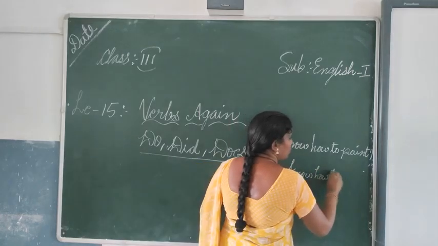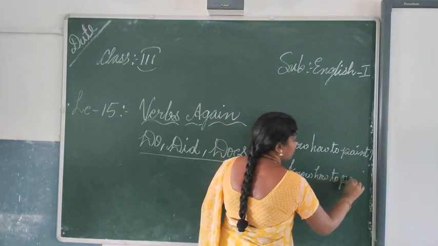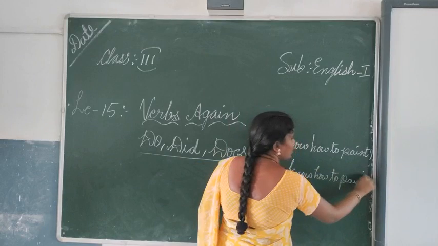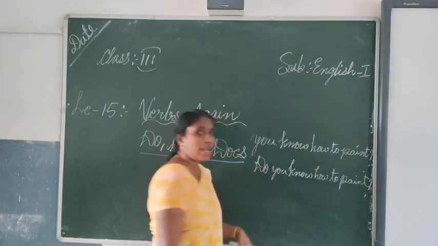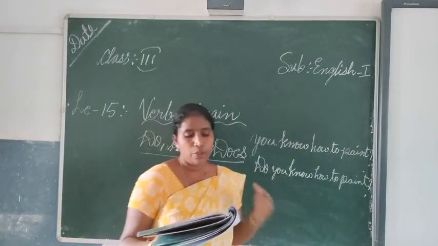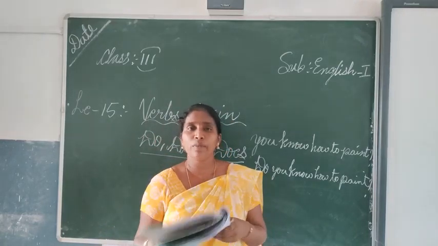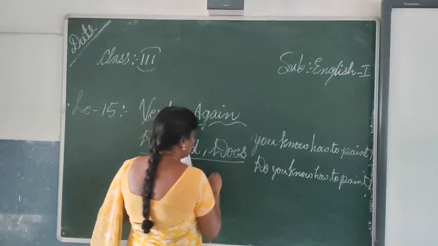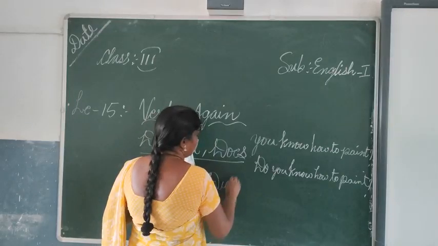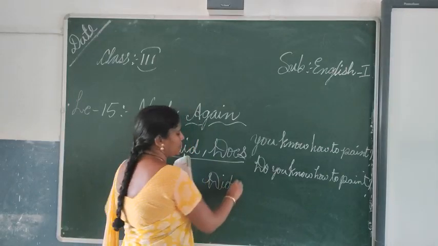How to paint? Question mark. So like this we have to say. The second sentence, what then? Did you reach school on time? What do you have to use? Did you. So the word did will be used in the second. Did you reach?